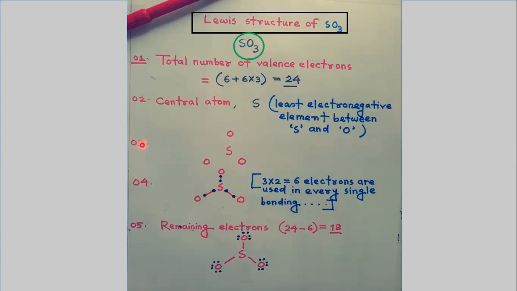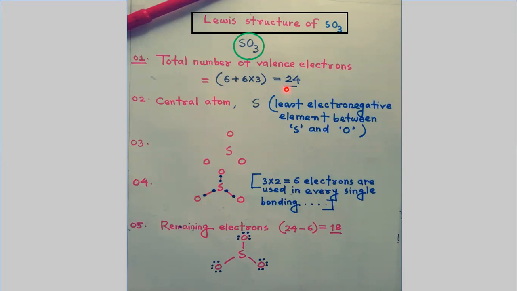Now we have to arrange other elements, like oxygen here in this situation. Then you will make a single bond between oxygen and sulfur. There are 3 bonds here, this one, and this one. In each bond there are 2 electrons, so 6 electrons are used in here.